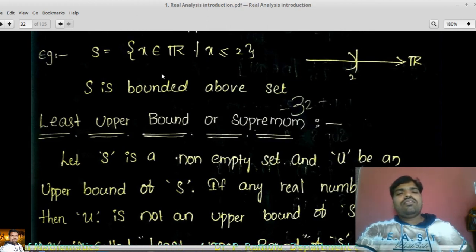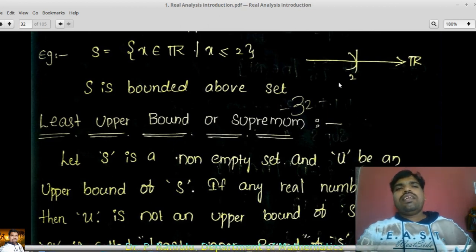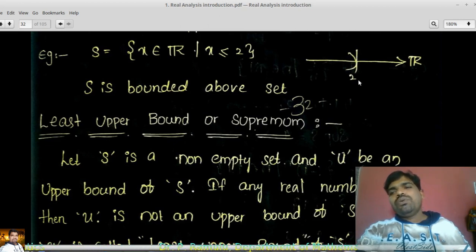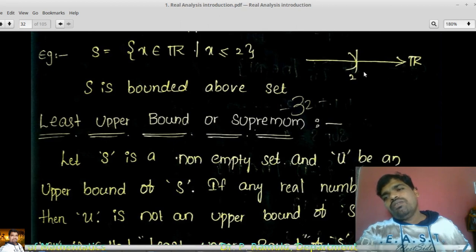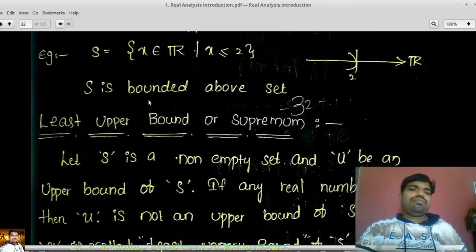If I take it like this, then what happens? X belongs to us, that X is equal to, which means this set has an element. Why? Because this set has an element, so this part, X is equal to, that means this part. Okay, the upper bounds of the set are 2 and all other elements greater than 2. That means S has upper bounds, so S is called a bounded above set.